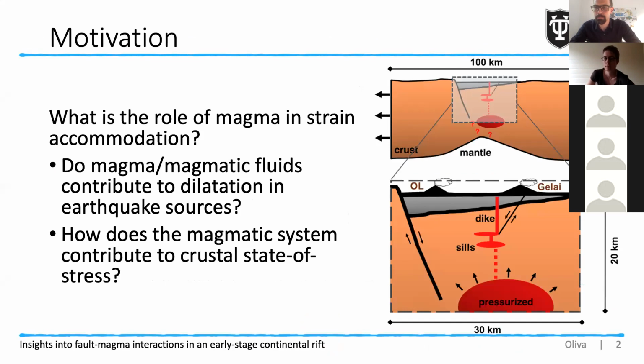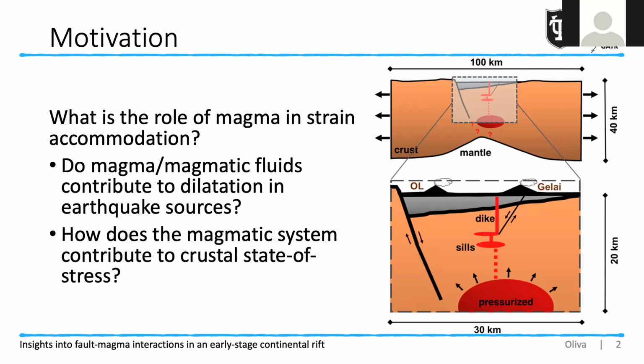So the motivation for this talk is the general overarching question that we always have about rifts, which is: what is the role of magma in strain accommodation? Specifically, do magma and magmatic fluids contribute to dilatation in earthquake sources? So I look at earthquake sources using seismology, and how does the magmatic system contribute to the crustal state of stress? So I do a little bit of modeling afterwards.